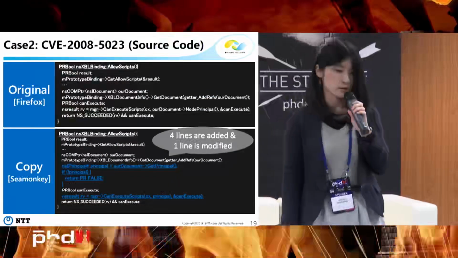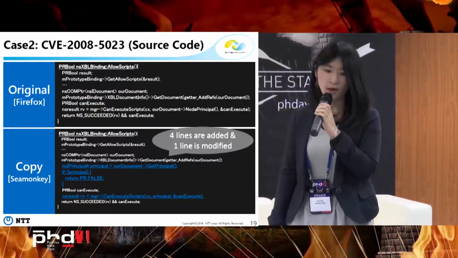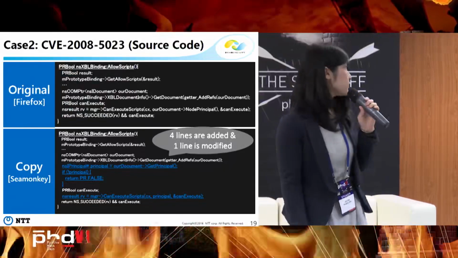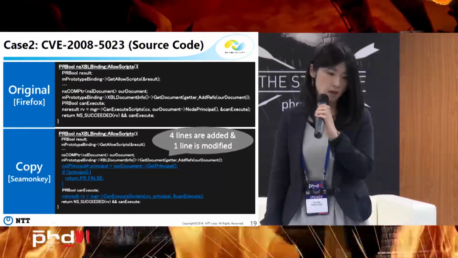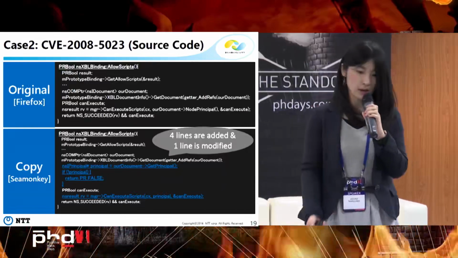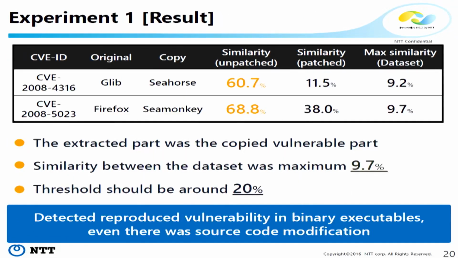And the next case is CVE-2008-5023. This vulnerability was originally in Firefox and copied into software called SeaMonkey. In SeaMonkey, 4 lines are deleted and 1 line is modified from the original one. Okay, this is the result for the experiment.